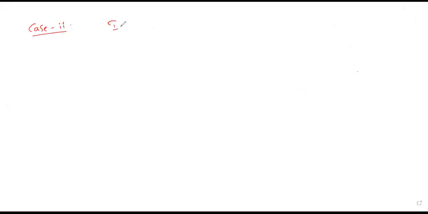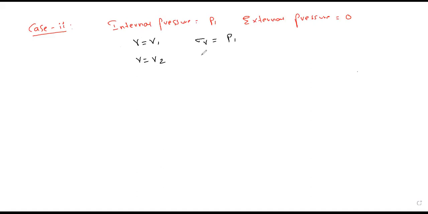Case 2 means your cylinder is subjected to internal pressure P1 and there is no external pressure. Your external pressure is 0. What do you mean by that? Your r is equal to R1, r is equal to R2. Sigma r is equal to P1 at R1, and sigma r is equal to P2, which is 0. Your cylinder does not have any kind of external pressure.